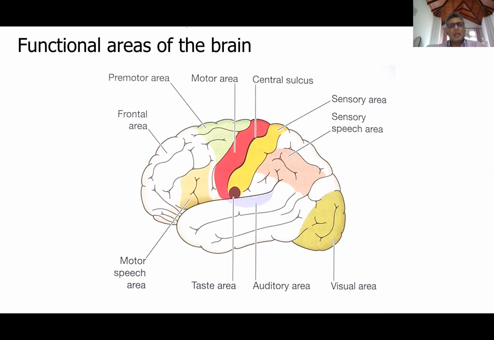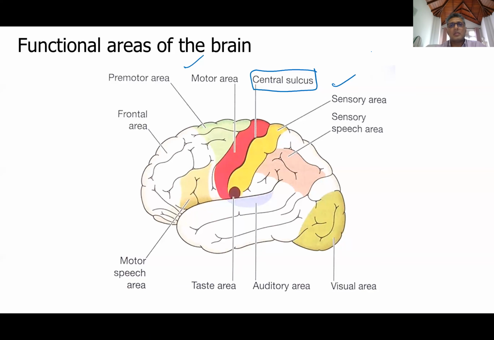Then the brain has assigned certain areas for certain functions, which are called functional areas of the brain. Now I already mentioned two important functional areas. We said in front of the central sulcus, you get the motor cortex or the motor area, primary motor area. There are different names that you can use. And behind that, so it's the motor area in front of the central sulcus.